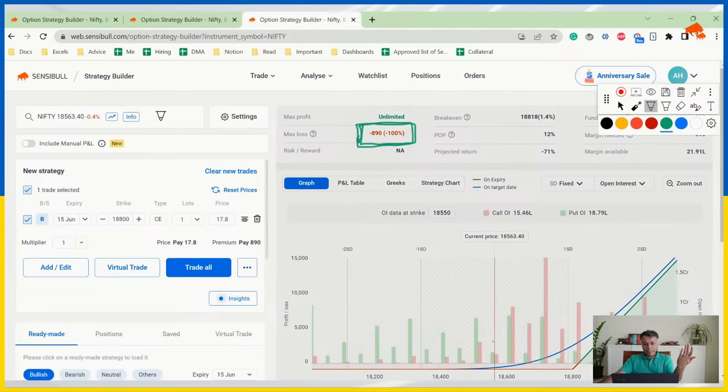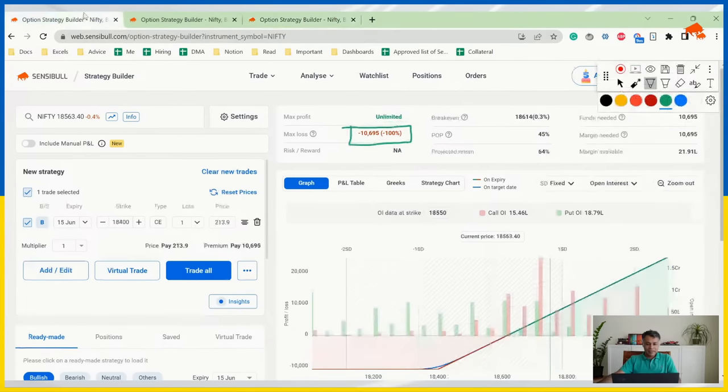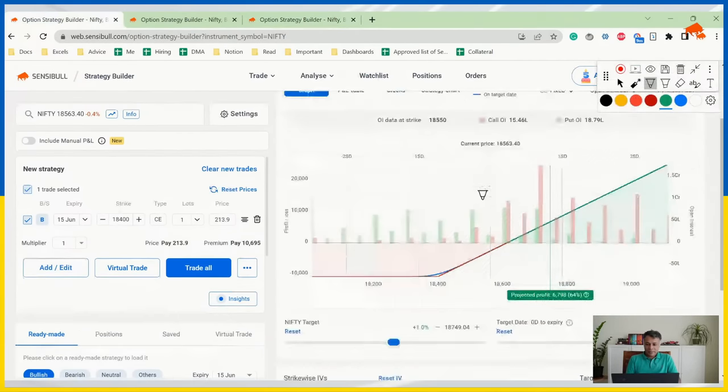So basically, an ITM is expensive. ATM is kind of in the middle. OTM is very cheap, right? Now, the catch, of course, is that profit is unlimited and all, right? Now, let us put a realistic target to see which one makes more money.